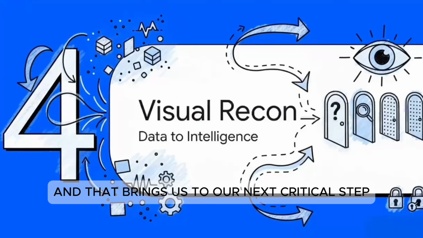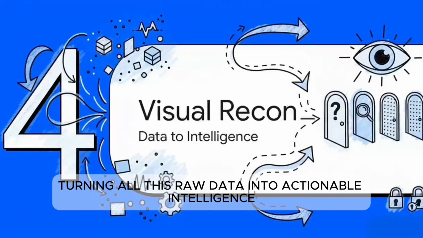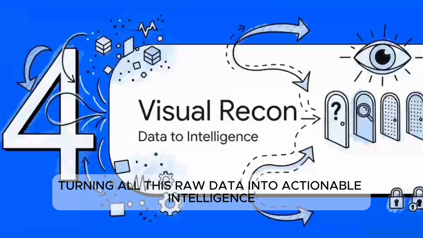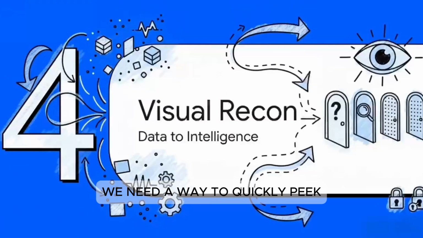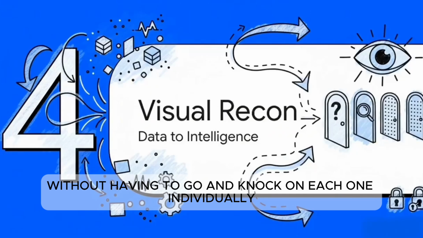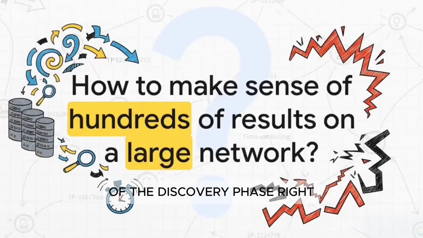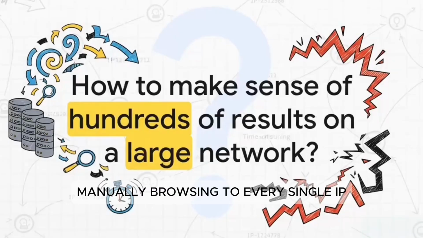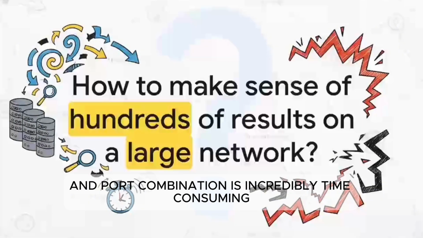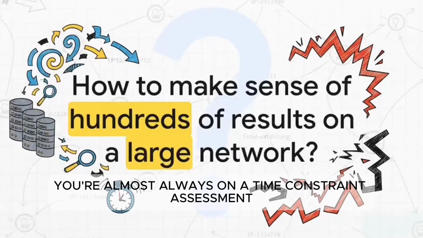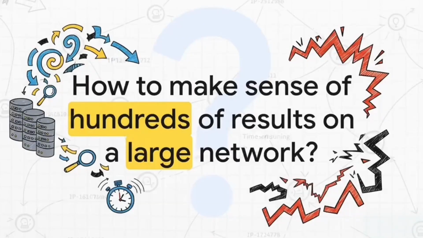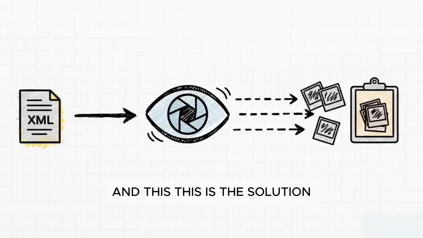And that brings us to our next critical step, turning all this raw data into actionable intelligence. We need a way to quickly peek behind all those open doors without having to go and knock on each one individually. I mean, this is the fundamental challenge of the discovery phase, right? Manually browsing to every single IP address and port combination is incredibly time-consuming, it's inefficient, and you're almost always on a time-constrained assessment. We need a much better way.